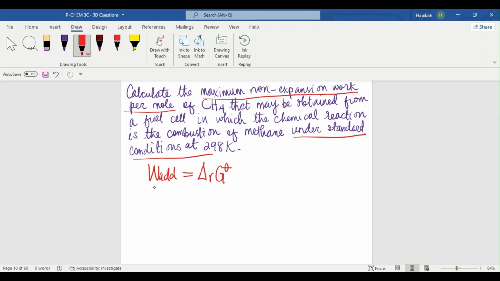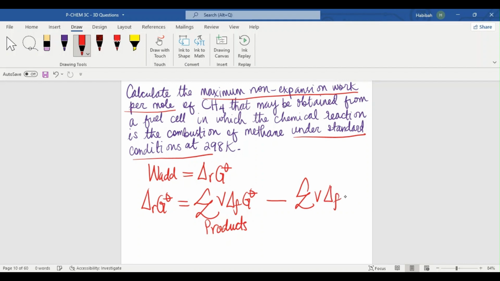So we know the general formula for the Gibbs energy of reaction to be the summation of the Gibbs energy of formation for the products minus the Gibbs energy of formation for the reactants. That's basically the formula that we're going to be using. And we're also told to calculate the maximum non-expansion work per mole of CH4 that may be obtained.